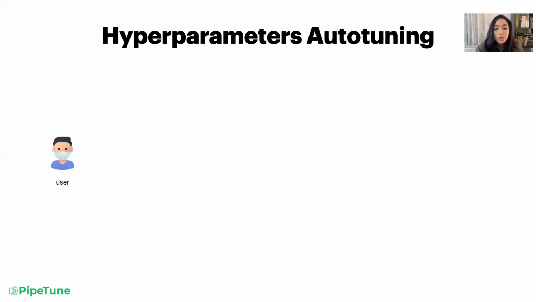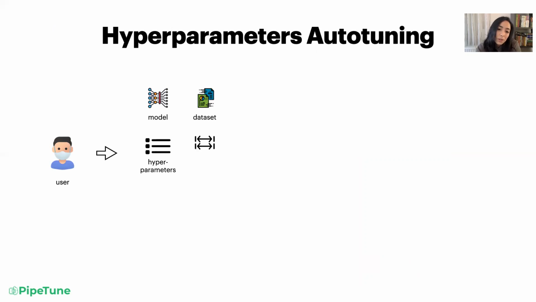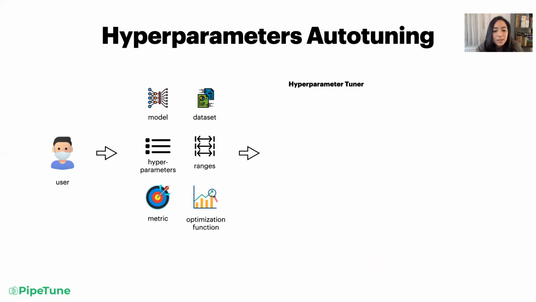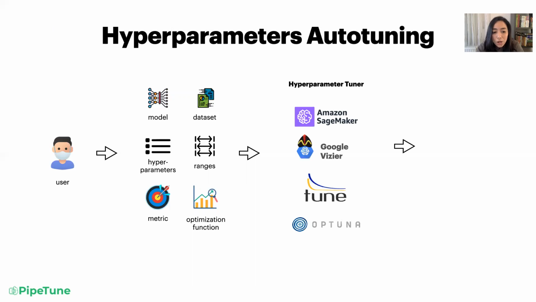When using those tools, the user simply has to define the model and the data set, the set of hyperparameters and the range of values which they can take, the metric of interest, which in this case would typically be accuracy, and an optimization function, which in the case of accuracy would be to maximize it. Then all of this is given as input to one of the hyperparameter tuning tools that we have available, such as Amazon SageMaker, Google Vizier, Tune, or Optuna. And those tools are used as a black box, giving as output the final model together with the set of hyperparameters used to train it.